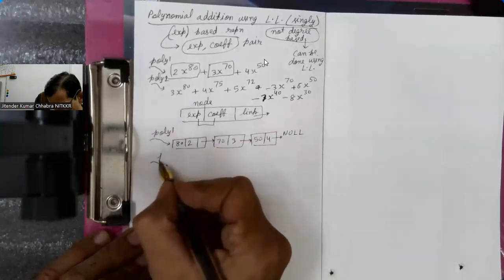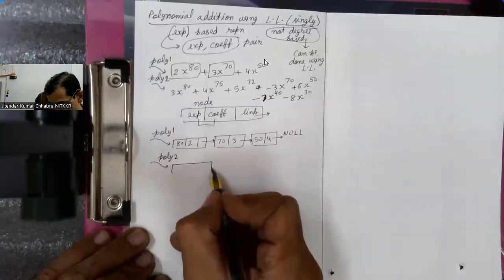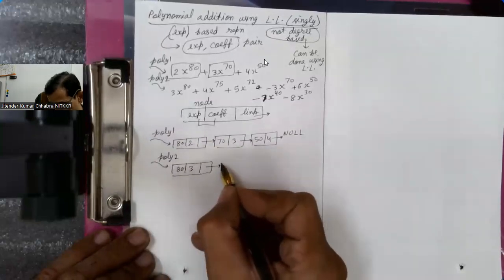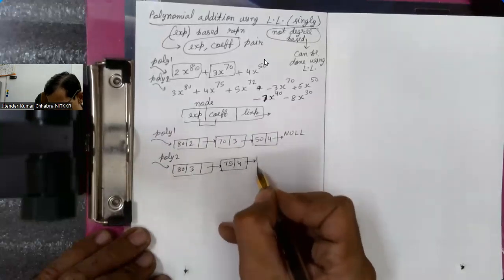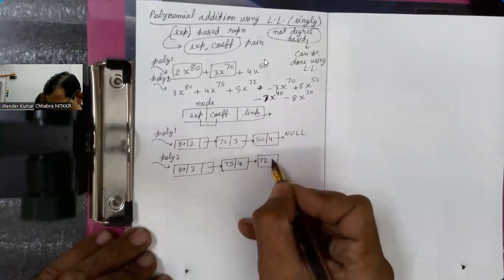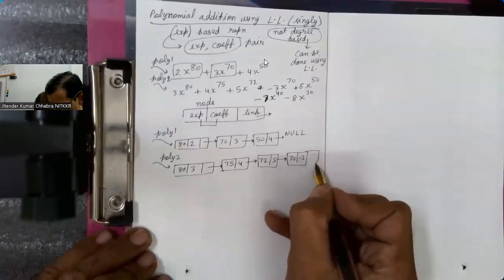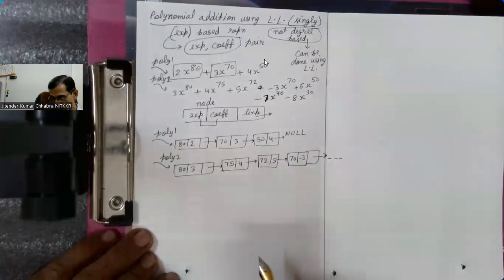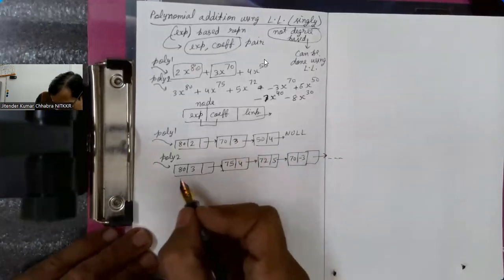Similarly, for polynomial 2, it will be 80 and 3, then 75 and 4, then 72 and 5, then 70 and minus 3, and so on. So this is going to be my polynomial 2, ended with null.